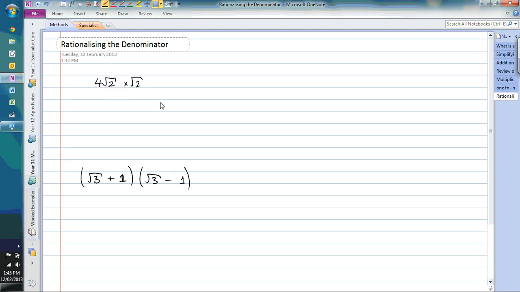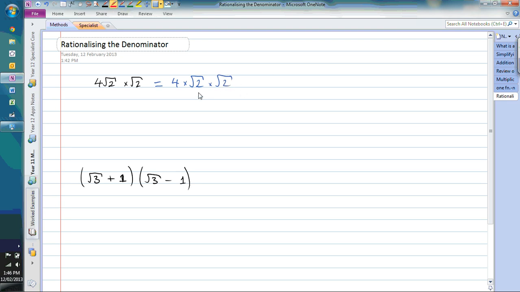for root 2 times root 2, illustrates that if we have an expression with a surd in it, and we multiply it by that same surd, so in this case we've got a square root of 2 in this one, and we're multiplying by another square root of 2, then we'll get a nice result. We know from this that 4 root 2 is the same as 4 times the square root of 2.